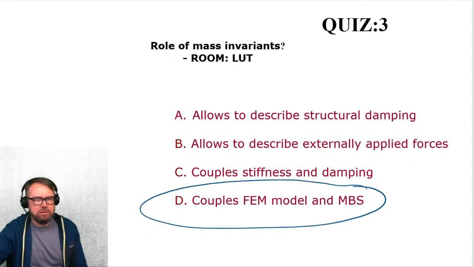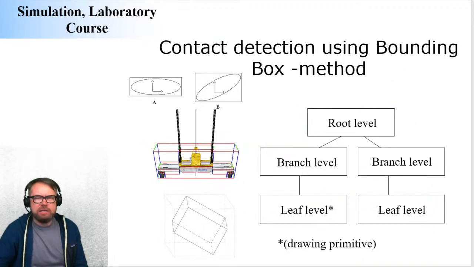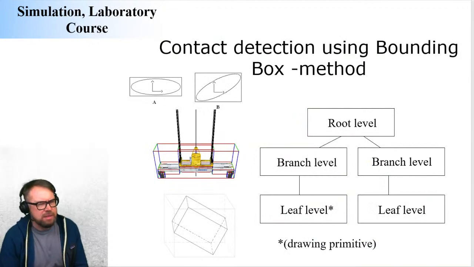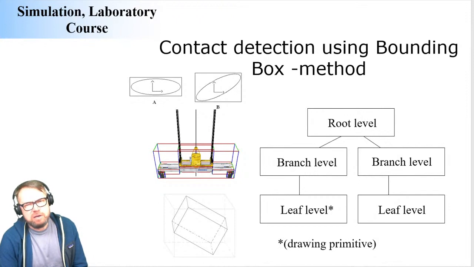Okay, so with that, let me go back to contact modeling: contact detection and contact event modeling. Let's get started with the contact detection. It's pretty much always used in one way or another. There are different variants, but very often it uses a method called the bounding box method. The bounding box method uses different levels of objects, and these levels are typically root level, branch level, and leaf level.